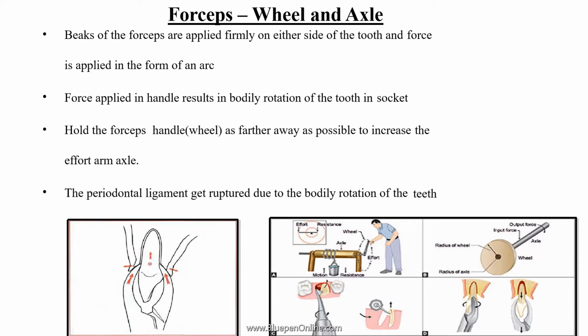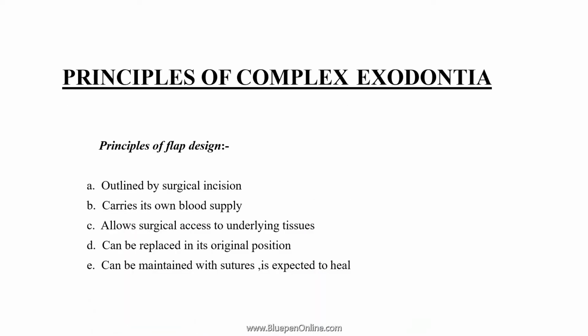You hold the forceps handle, the wheel, as far as possible. When you place your hand as far as possible, this will increase the effort. So this helps in the extraction process. Now when you do the bodily rotation of the tooth, what happens? The periodontal ligament gets ruptured, which will help us in easy extraction. Hope that was clear for you.